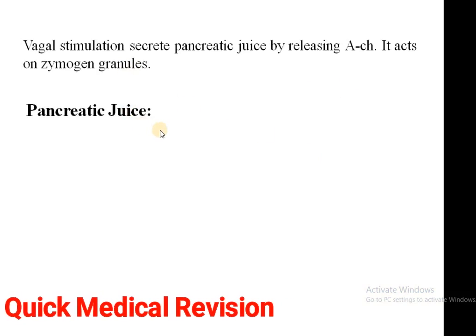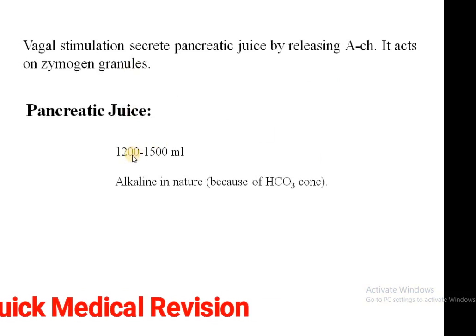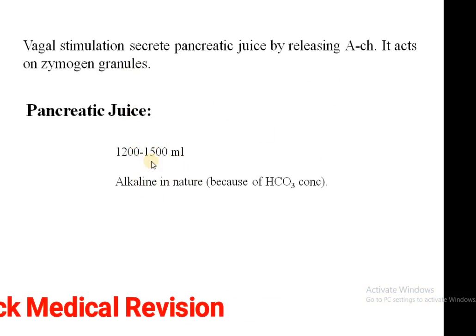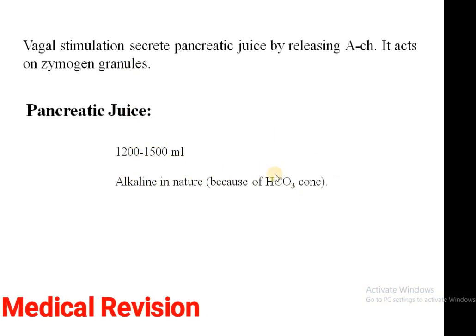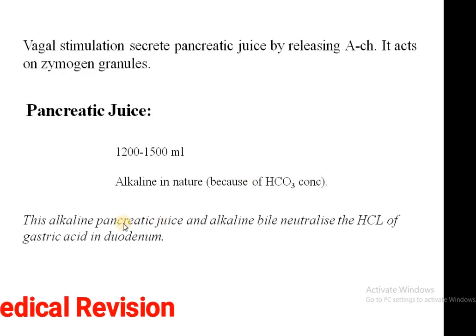So for the pancreatic juice, the daily secretion is somewhere 1200 to 1500 ml, and it is mainly alkaline in nature because of the presence of bicarbonate. The alkaline part of the pancreatic juice and the alkaline part of the bile both neutralize the gastric acidic content or HCl of the gastric juice, which is secreted from the stomach into the duodenum. Remember this point, the alkaline pancreatic juice and bile neutralize the HCl of the gastric acid in the duodenum.